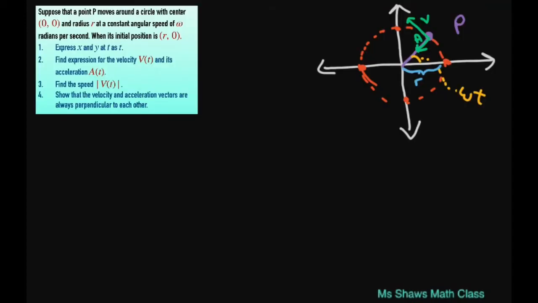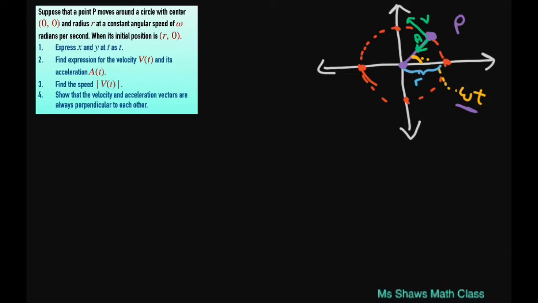So here's a little drawing of it. We have a point P, this purple right here, and it's moving around a circle from the origin, with radius r. My r is in blue, and this is your angular speed here, that's your yellow. All right, when its initial position is (r, 0).